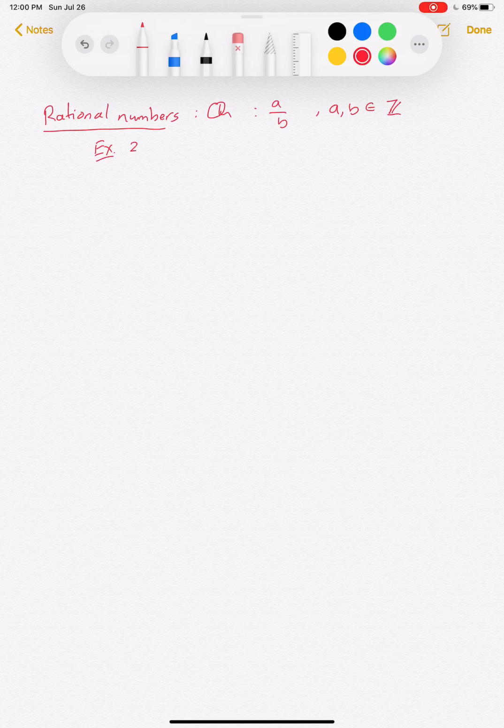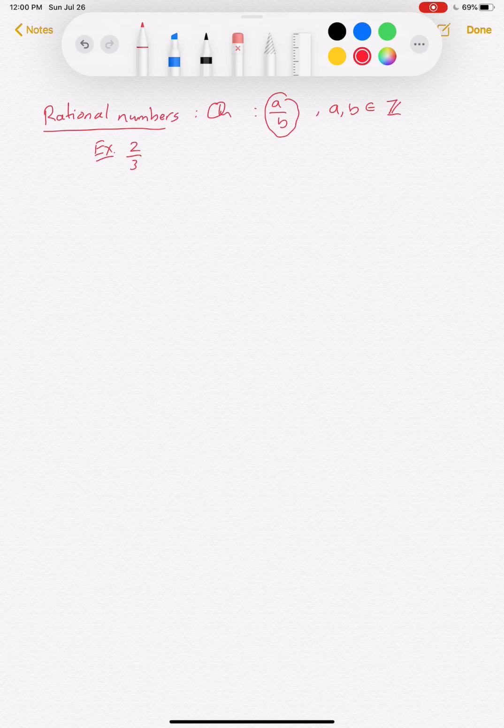The number 2 over 3, where 2 is the numerator and 3 is the denominator, is considered to be a rational number. Why? Because 2 over 3 is the same as A over B, where A, which is represented by 2, belongs to Z. 2 is an integer. And B is represented by 3, and 3 is an integer.